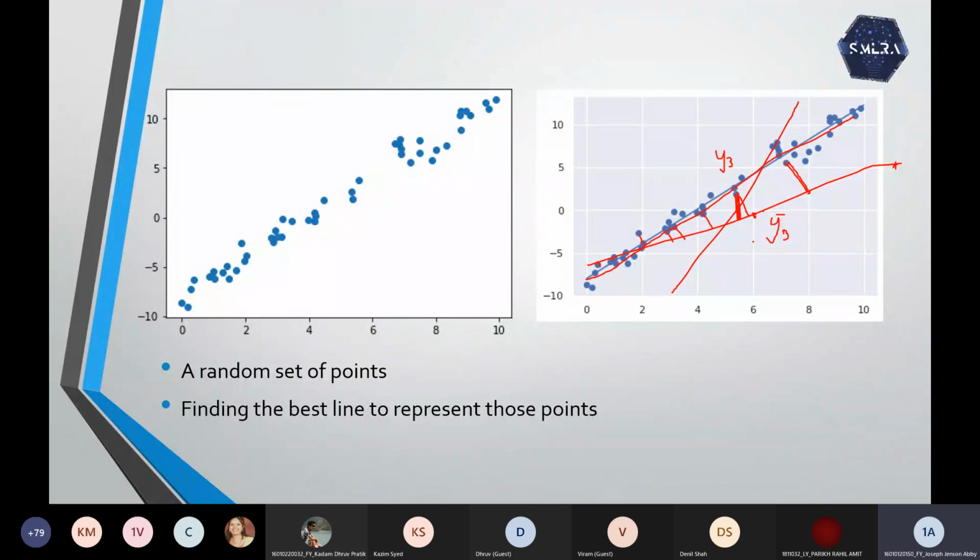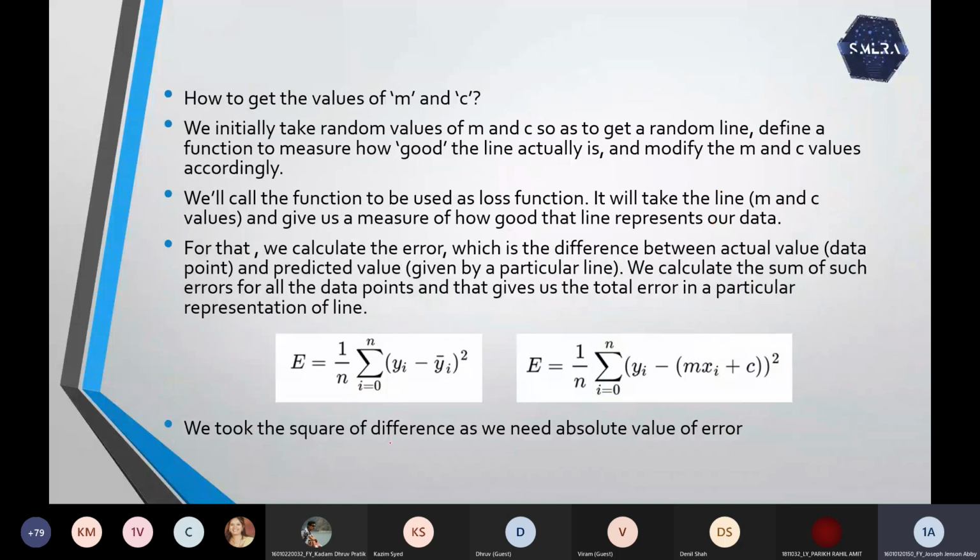So y equal to, suppose, 3x plus 5, something like that. Say for example, at some x value, it will give some y value. The y coordinate you already have from the data. You take the subtraction and square it. You do this for all the data points, and then you divide it by the total number of data points. So that will give you the error function, the loss function. So that will be a measure. The higher the loss function, the worse your line is. The lower your loss function, the better your line is.